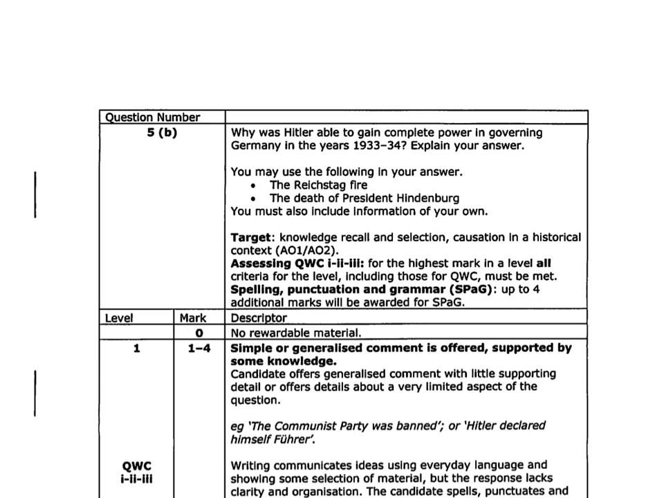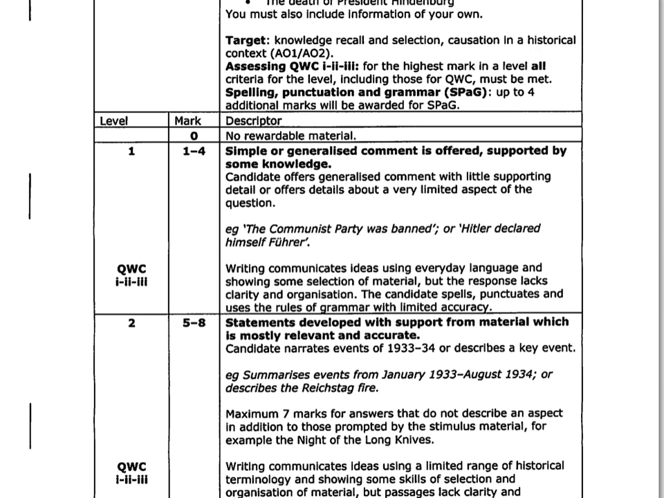So then, moving through. Level 1, simple or generalized comments. Well, we looked at what simple means from earlier responses to earlier questions. Simple facts that you can remember. Remembering is the lowest order of thinking. So, for example, we have the Communist Party was banned or Hitler declared himself Führer. No explanation, no evidence, and no analysis on how it enabled him to have complete power in Germany. Simple remembering, up to 4 marks.